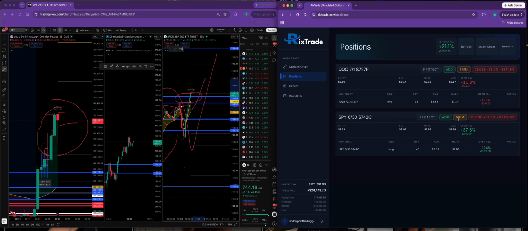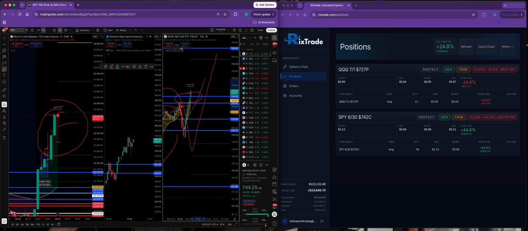Okay, here we go. Look at that push, guys. Look at that push. Look at that push. So 3,800 here. Gonna trim a majority of them. So just trimmed a majority of them for 4,000 here.